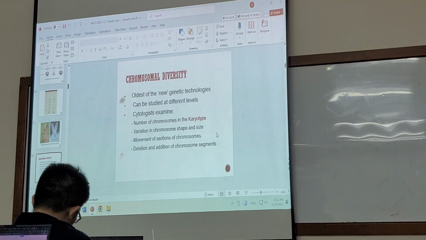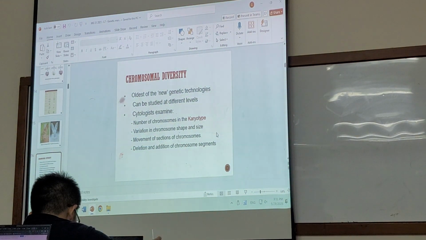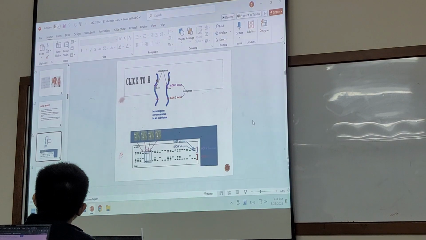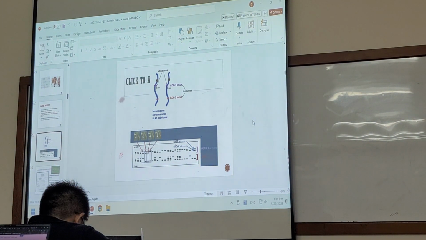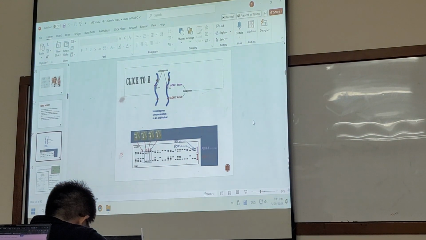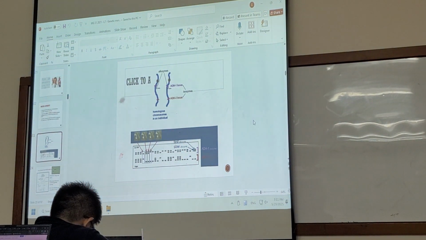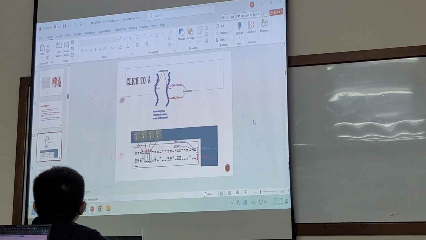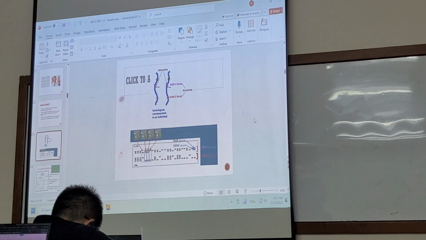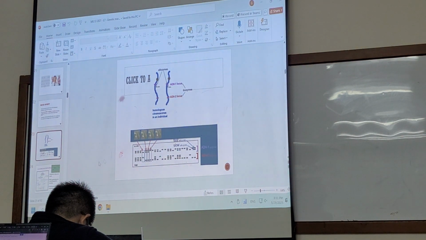Karyotype. This slide shows what information a karyotype provides. Then allozyme and isozyme. So what is an allozyme? Allozymes are different forms of a protein encoded by the same locus. For isozymes, different proteins are encoded by different loci. Check the definitions of allozyme and isozyme.